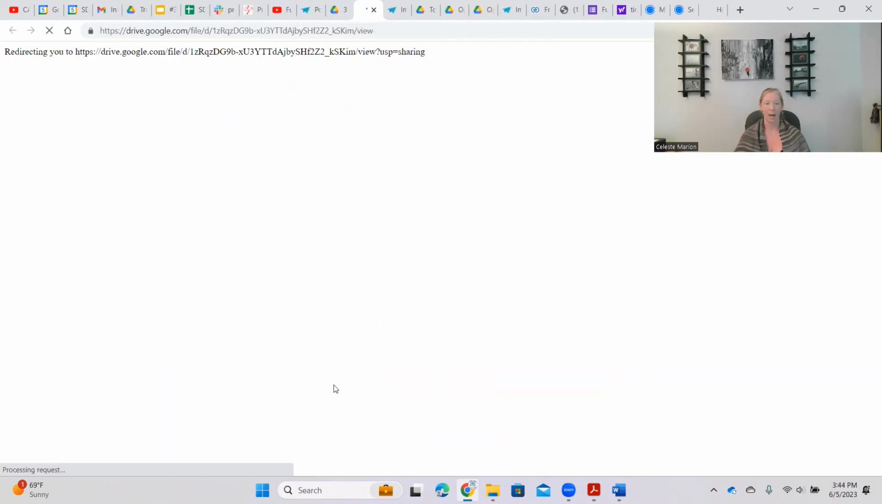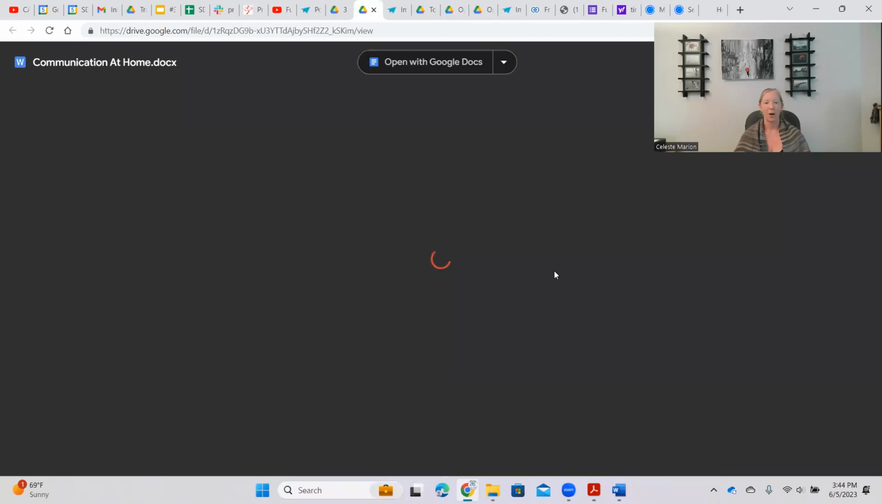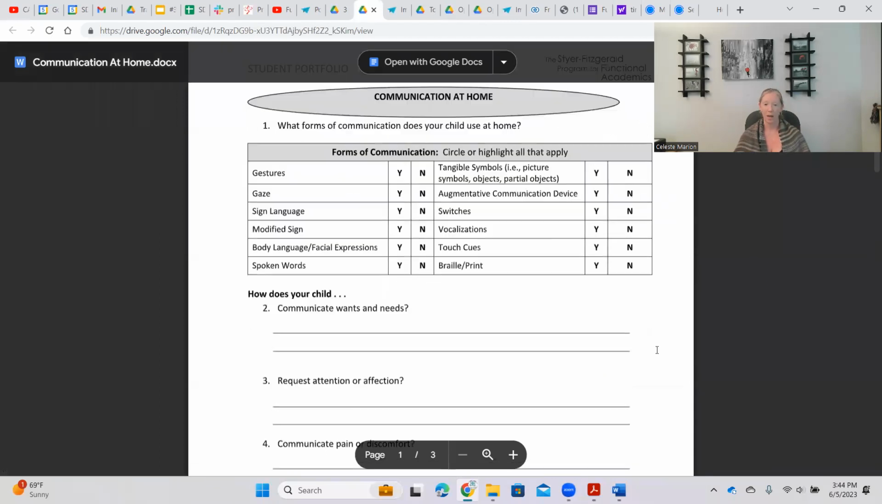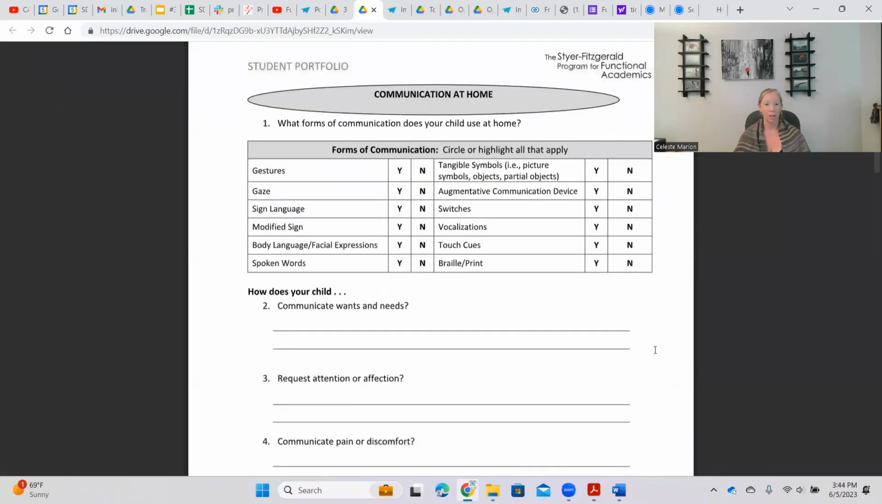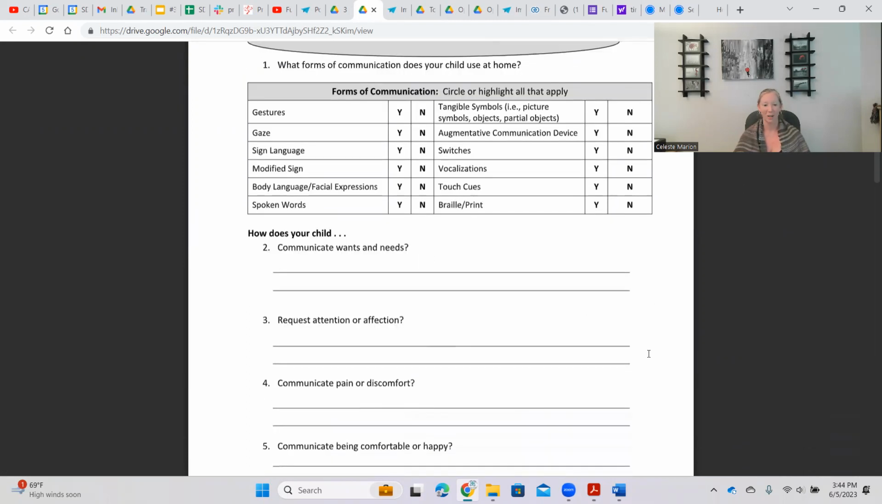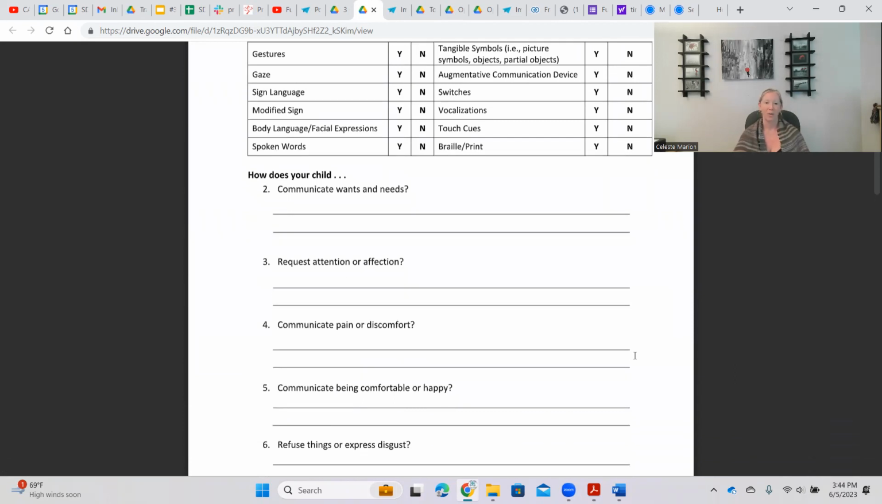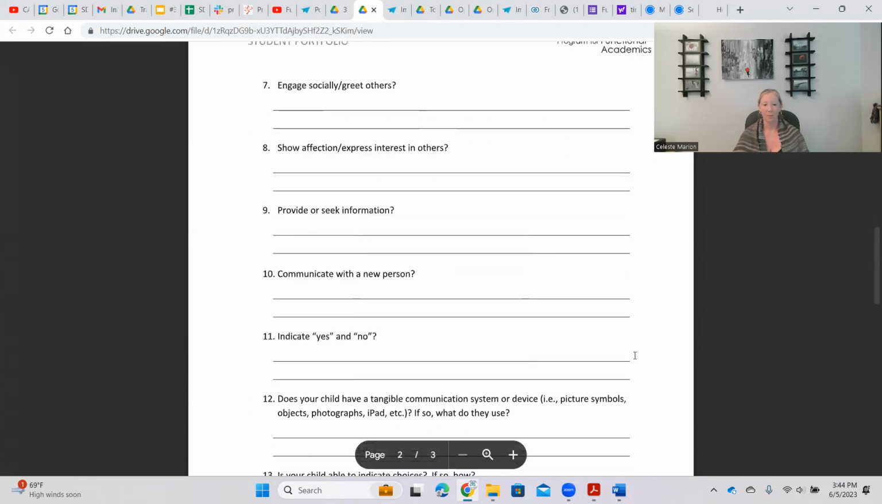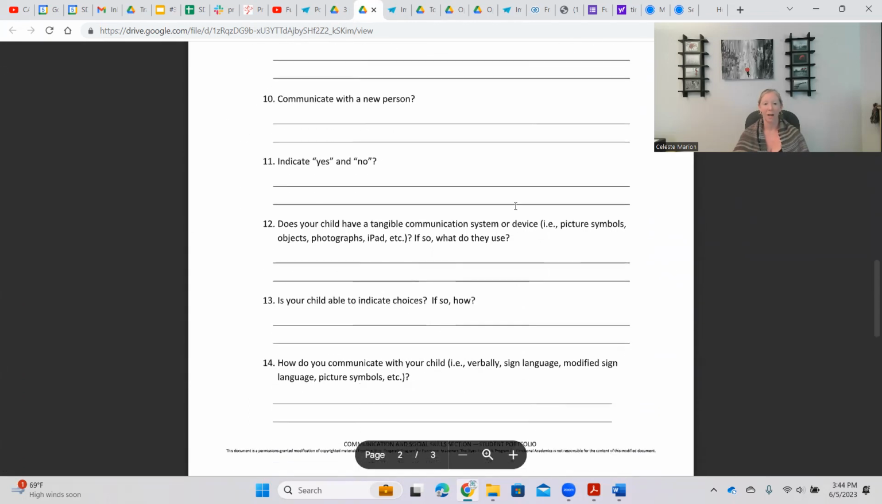How is the student communicating at home? A great example of how you would want to work with a family to understand what is happening at home. Do they communicate in gestures, sign language, modified sign, augmentative communication devices? How does your child communicate those wants and needs or request attention or affection? How do you know the difference between a vocalization or a word that means being in pain or just requesting something? So these are all really great things to talk about with families, okay?